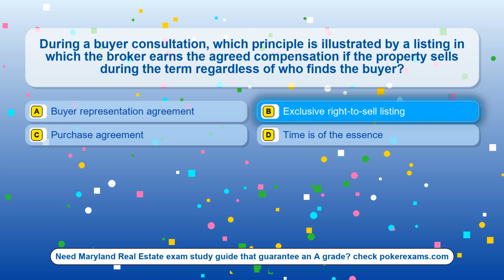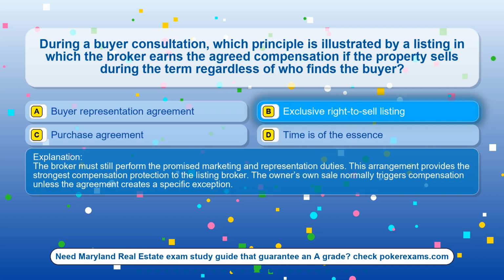The correct answer is option B. Exclusive right to sell listing. The broker must still perform the promised marketing and representation duties. This arrangement provides the strongest compensation protection to the listing broker. The owner's own sale normally triggers compensation unless the agreement creates a specific exception.